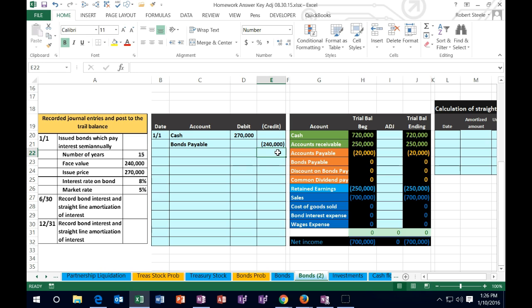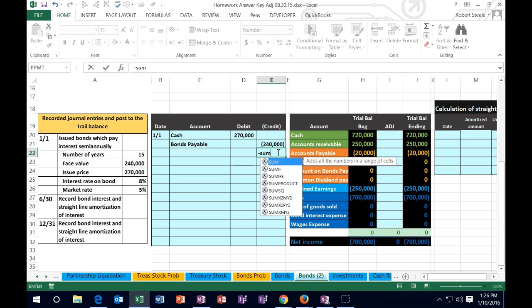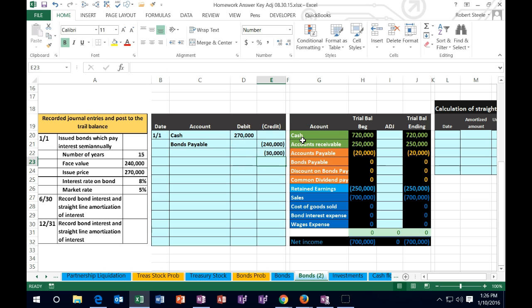We could think of that as the negative sum. I'm going to do this with a plug formula. So I'm going to say instead of equals, negative SUM, brackets, and then highlight these 4 cells. The 270 minus the 240, because that's a negative number, gives us the 30,000.